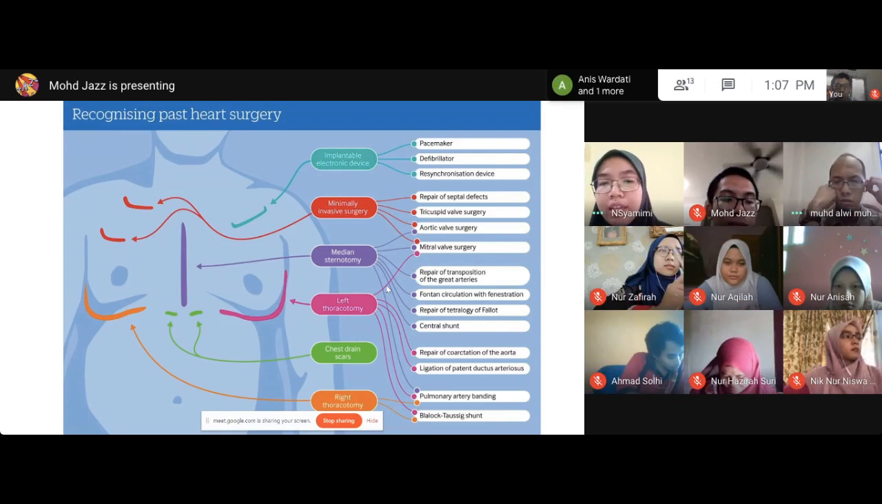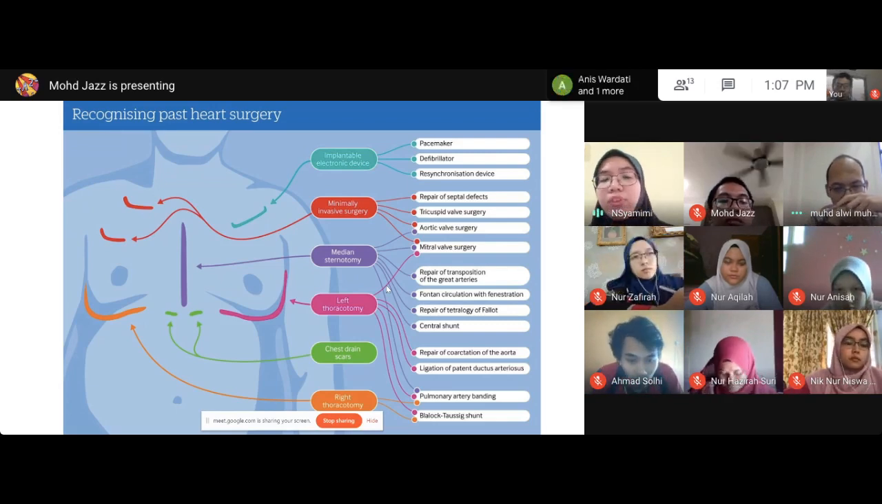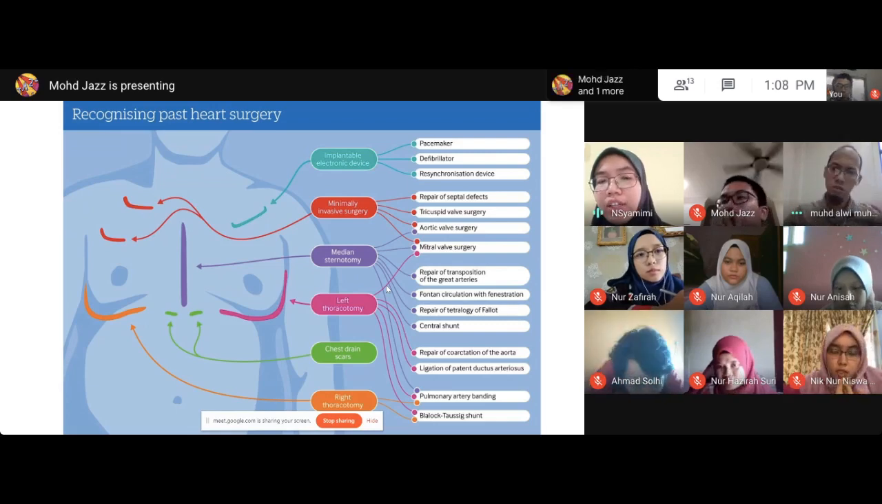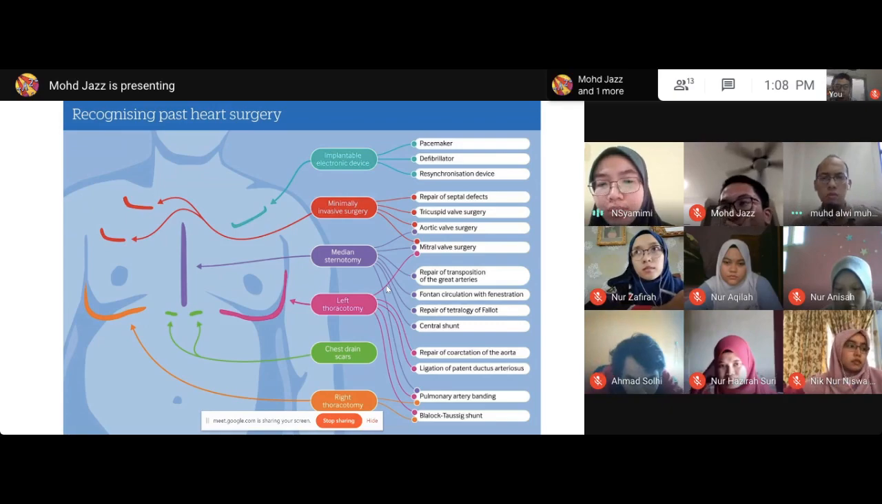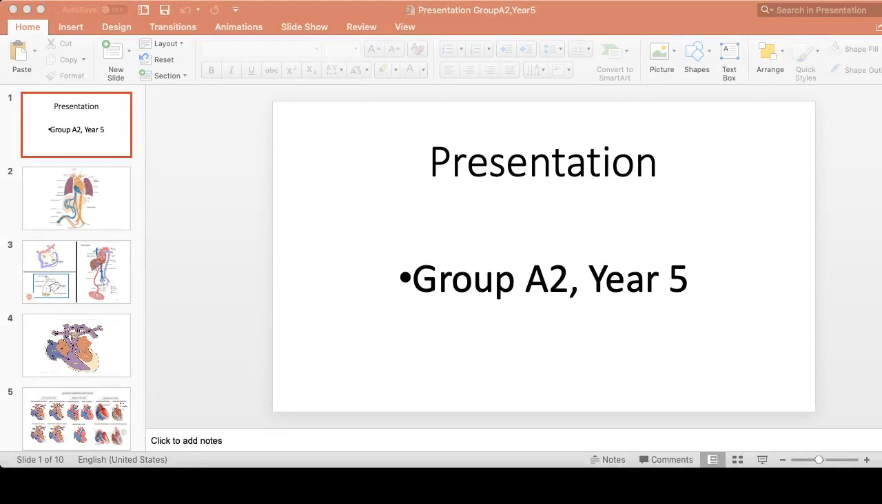And the third one is Blalock-Taussig shunt. For the Blalock-Taussig shunt, as I mentioned before, we can do either median sternotomy in case of tetralogy of Fallot, or we can also do the left thoracotomy. So the Blalock-Taussig shunt we do in case of tetralogy of Fallot or tricuspid atresia. Okay.